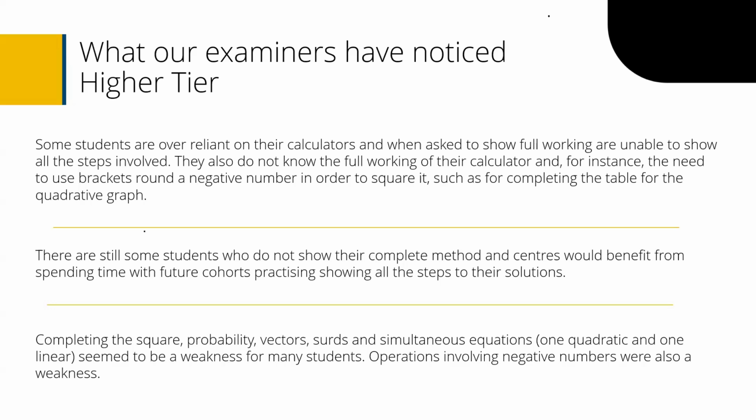Completing the square, probability, vectors, and simultaneous equations, one quadratic and one linear, seem to be a weakness of many students. Operations involving negative numbers were also a weakness. So what's important is, and I'll show you this when we go into the results plus, when you download and look at the strengths and weaknesses of your cohort or of your center, it's worth seeing whether they follow the key trends internationally, and if they do, then thinking about what can we do differently later on.